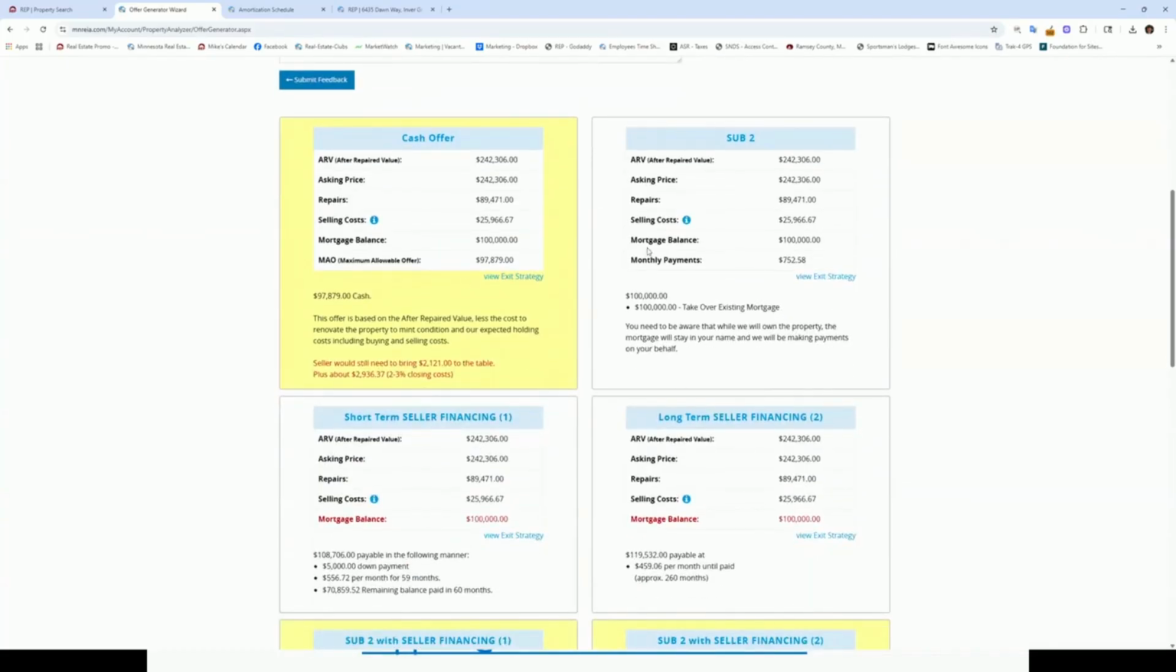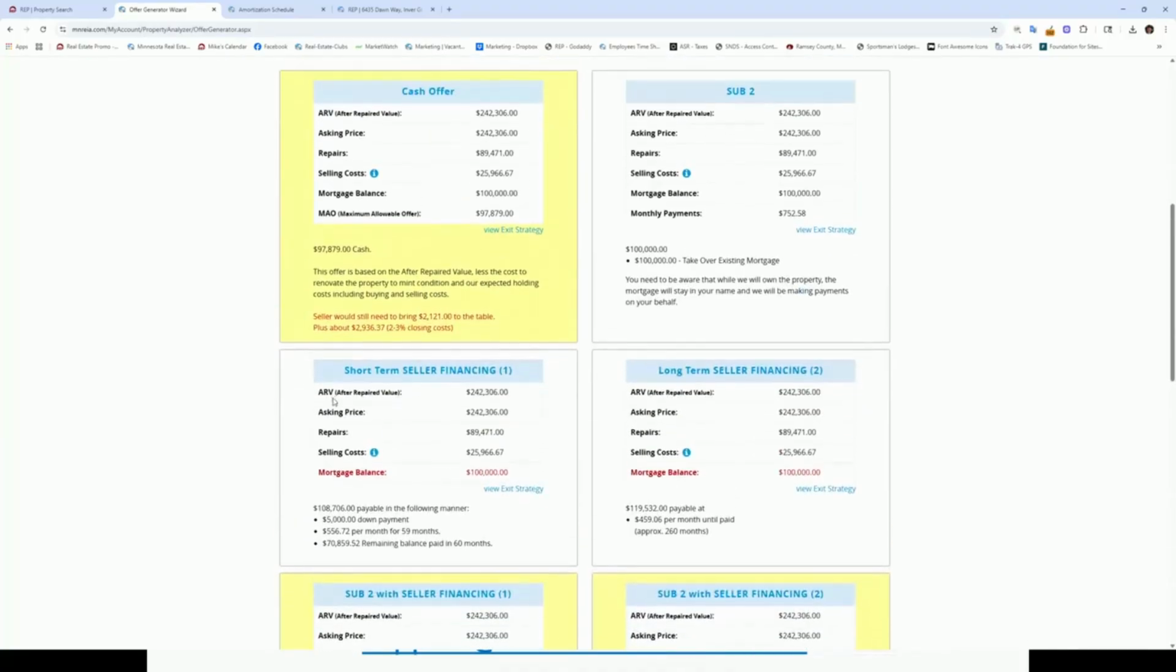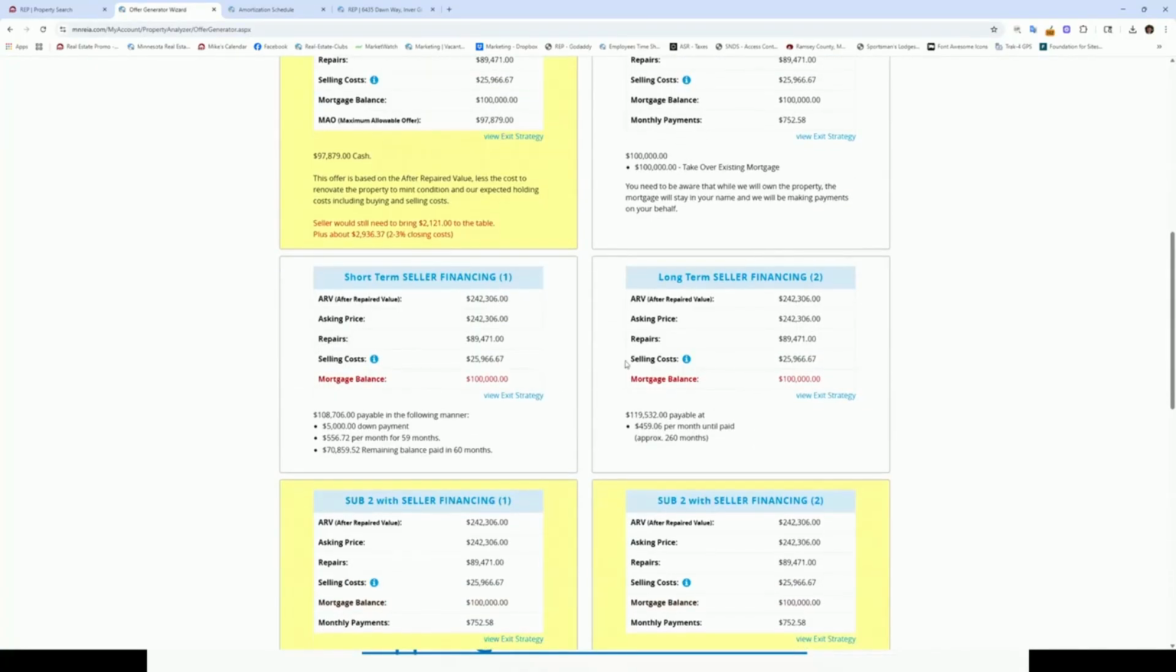Then it's also going to look at, there's a subject to, but you can see subject to was not selected because it's not yellow. So the background of the cash offer is yellow, sub 2 is not. And then we have a short-term seller financing and a long-term seller financing. Those are not options because both of these have a mortgage. Right? In order for the seller to accept either a short-term or a long-term seller financing from us, they would not have a mortgage, right?